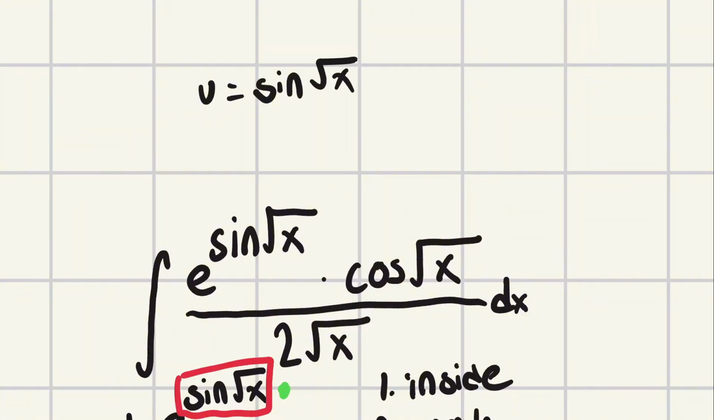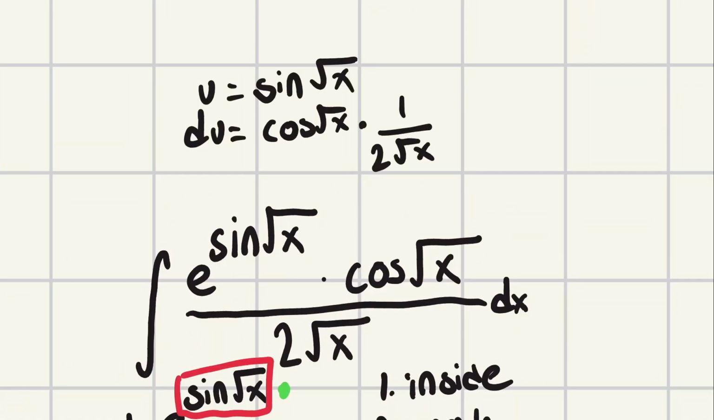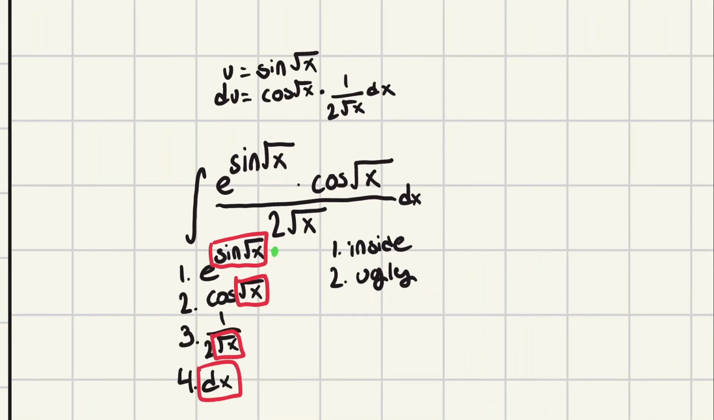Now, next step, du, right? Take the derivative of sine of square root of x. So remember, this is a chain rule where we're first going to take the derivative of our outside function, sine of x. The derivative of sine is cosine. And now, we have to remember that we have to take the derivative of our inside function. The derivative of square root of x is 1 over 2 square root of x. And then always include the dx in here as well, right? And now look, we can kind of write it like this, divided by 2 square root of x dx.